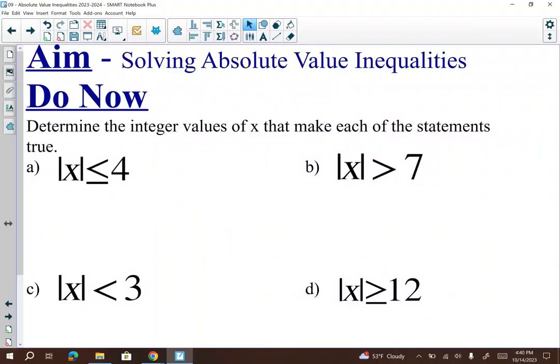Today we're taking a look at solving our absolute value inequalities. So for our do now, I just want you to look at each of the absolute value inequalities and determine the integer values of x that make each of the statements true.